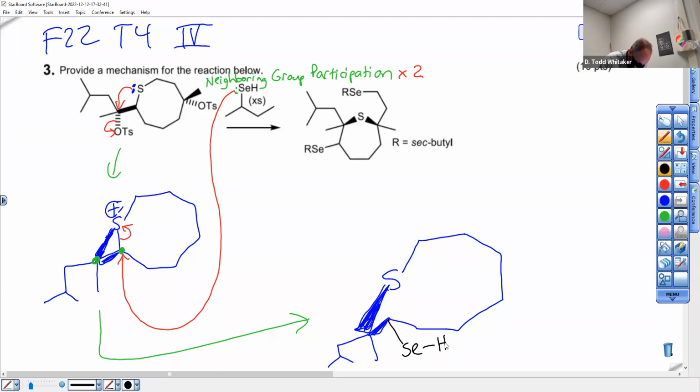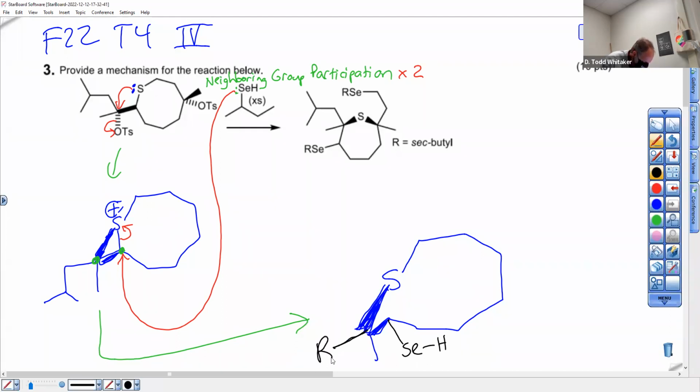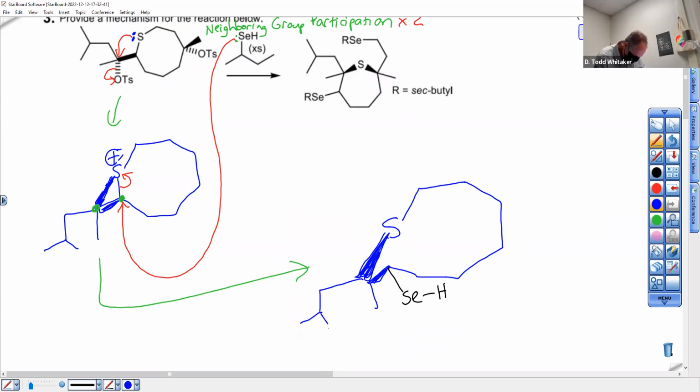Oh, I got R's I can use. Believe it or not, that's R. It's going to mess you up if I do that. No, it's wrong. R is secbutyl, not isobutyl. I thought I was being clever. I was being wrong. But there is an R on the selenium. It's already labeled for you. You don't have to label it. Secbutyl.